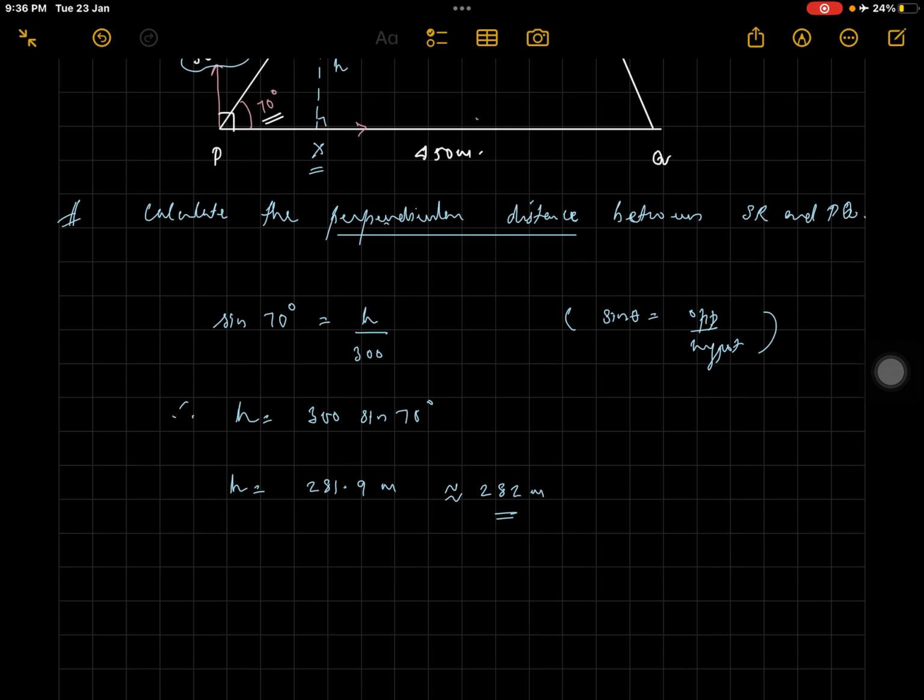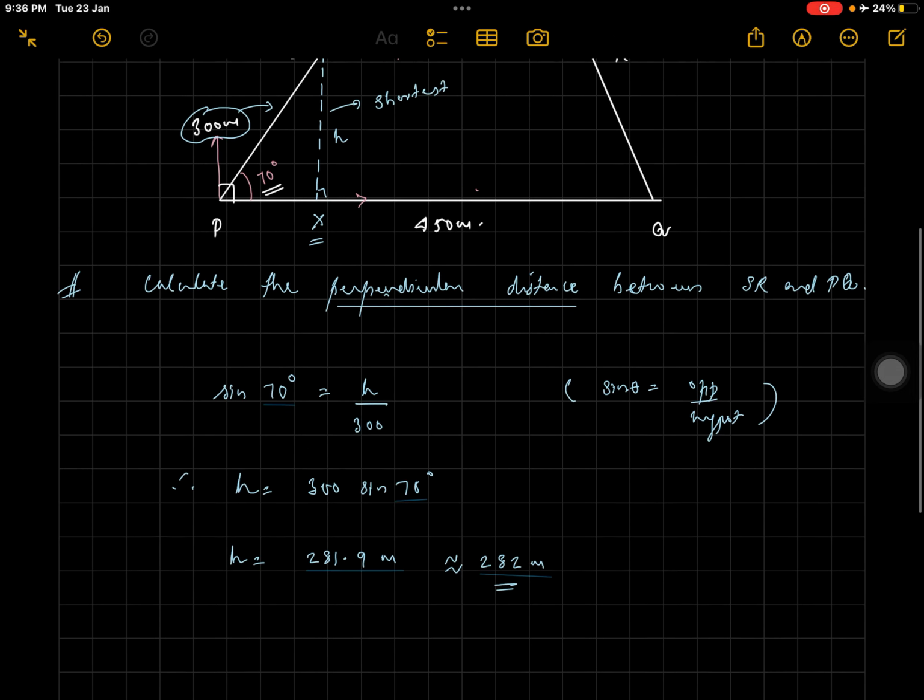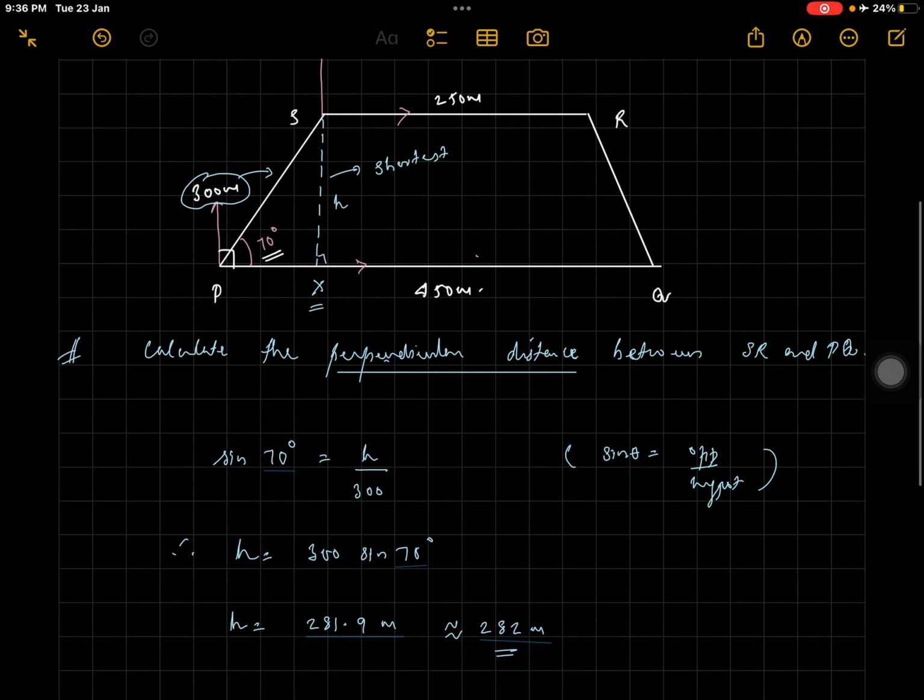Okay? Well, in my next video, I'll be calculating the area of this entire field, PQRS, in square meters.